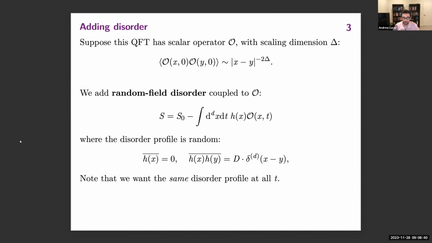We take the original QFT that I described before and just imagine perturbing its Lagrangian by some linear term in the operator O. So we have integral over space-time of h of x, O of x and t. And that's not a typo. It's very important in this problem that h doesn't depend on time. So the system sees the same disorder profile at all times, but we will assume that otherwise the disorder profile is random and featureless.